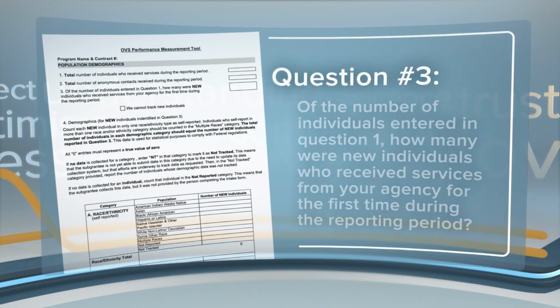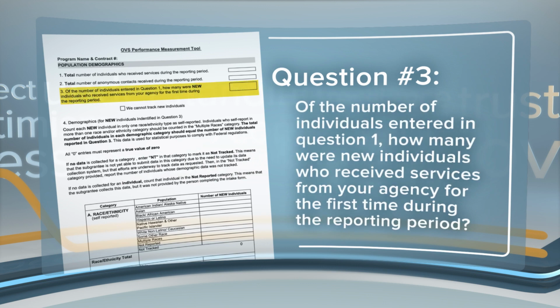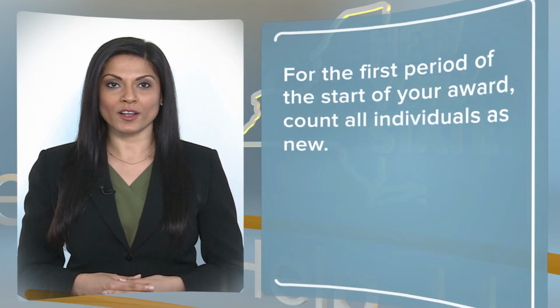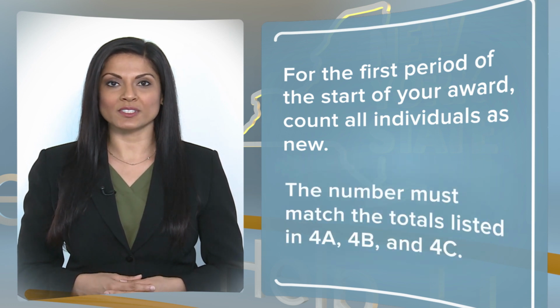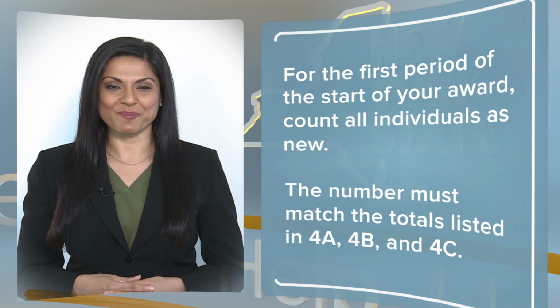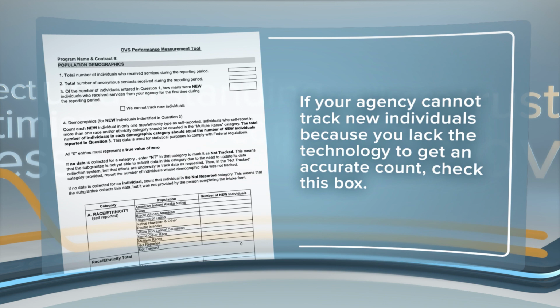Question number 3. Of the number of individuals entered in question 1, how many were new individuals who received services from your agency for the first time during the reporting period? Only count the number of new individuals served the first time during the reporting period. For the first period of the start of your award, you will need to count all individuals as new. The number must match the totals listed in questions 4A, 4B, and 4C, which we'll go over in a moment. If your agency cannot track new individuals because you lack the technology to get an accurate count, check this box.